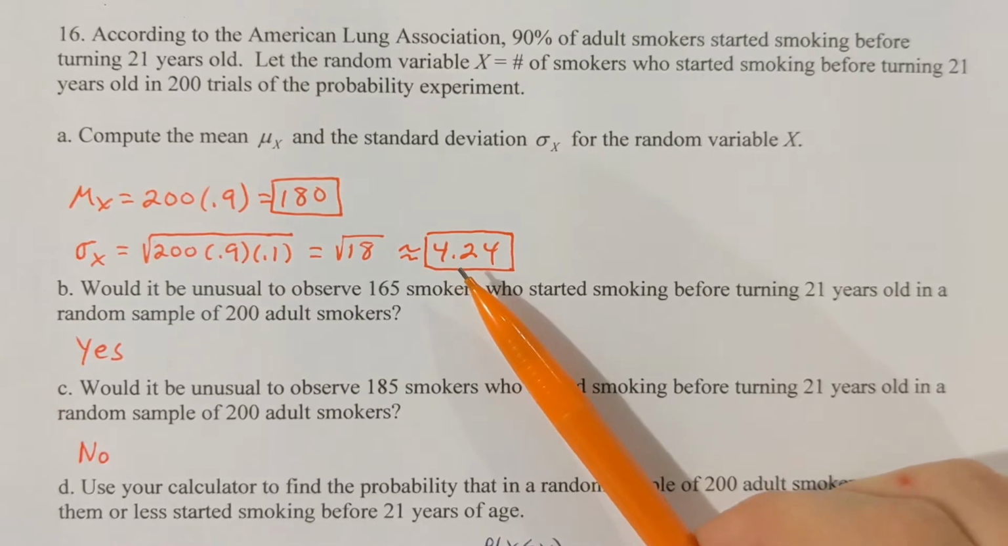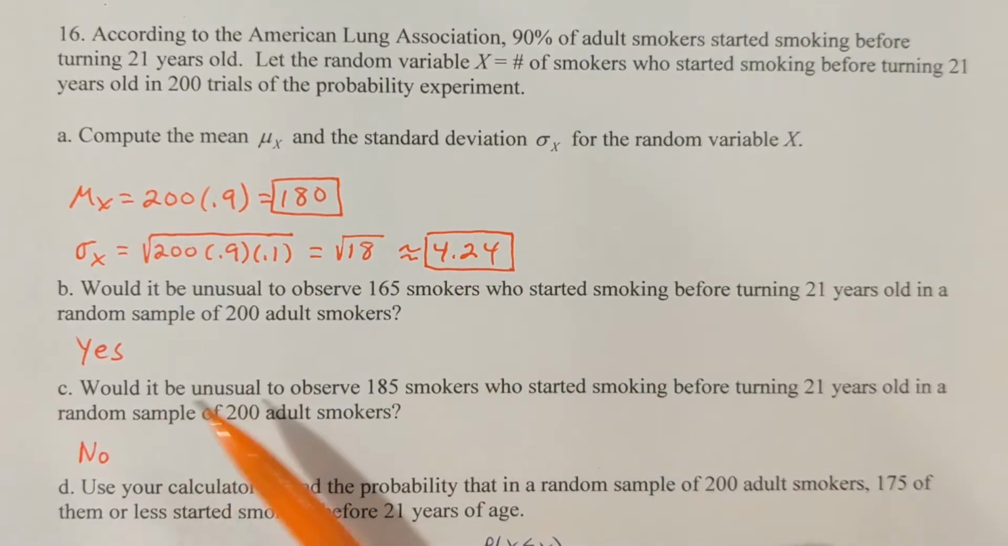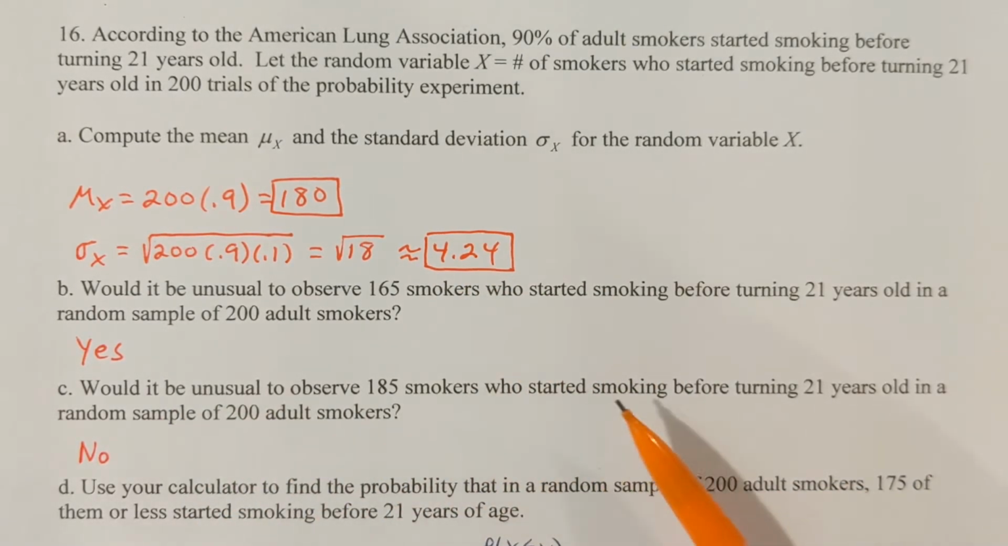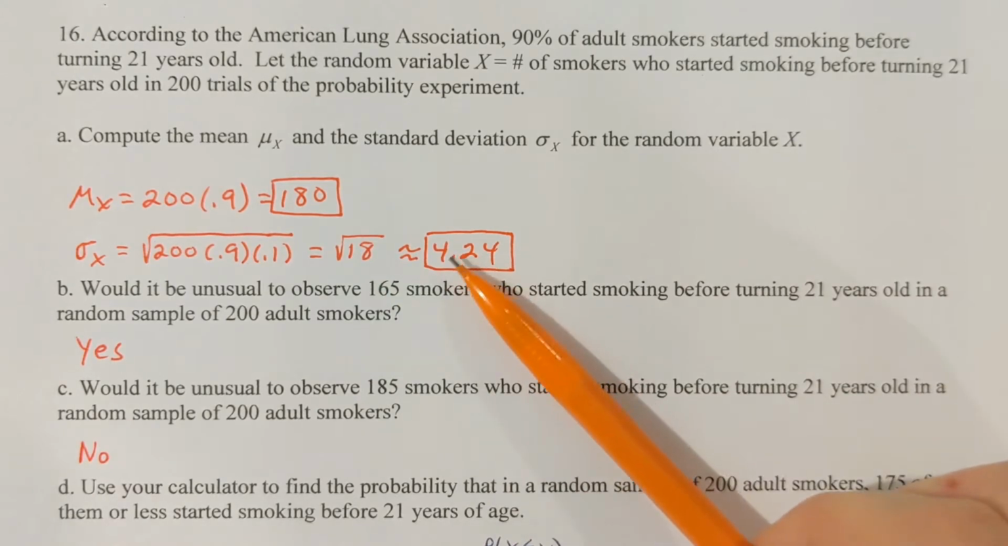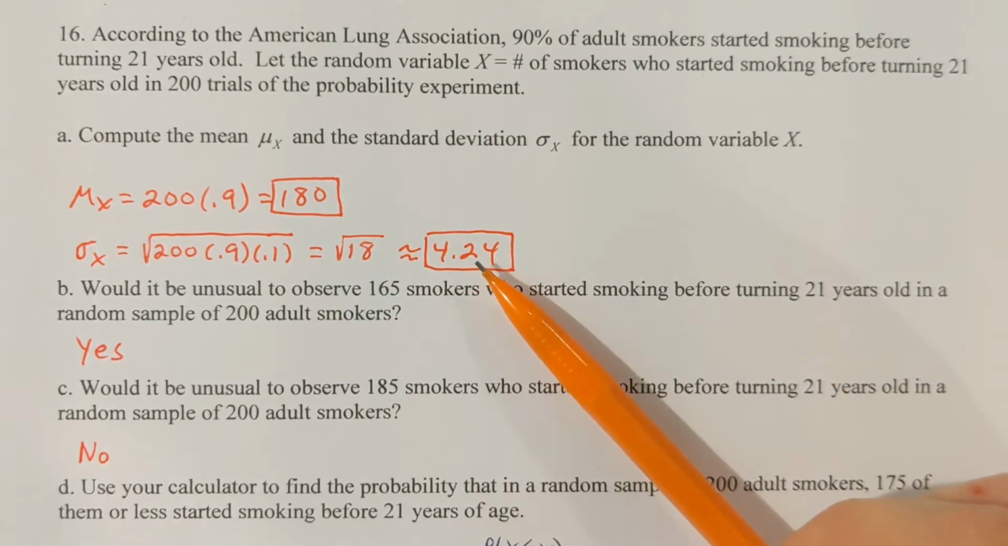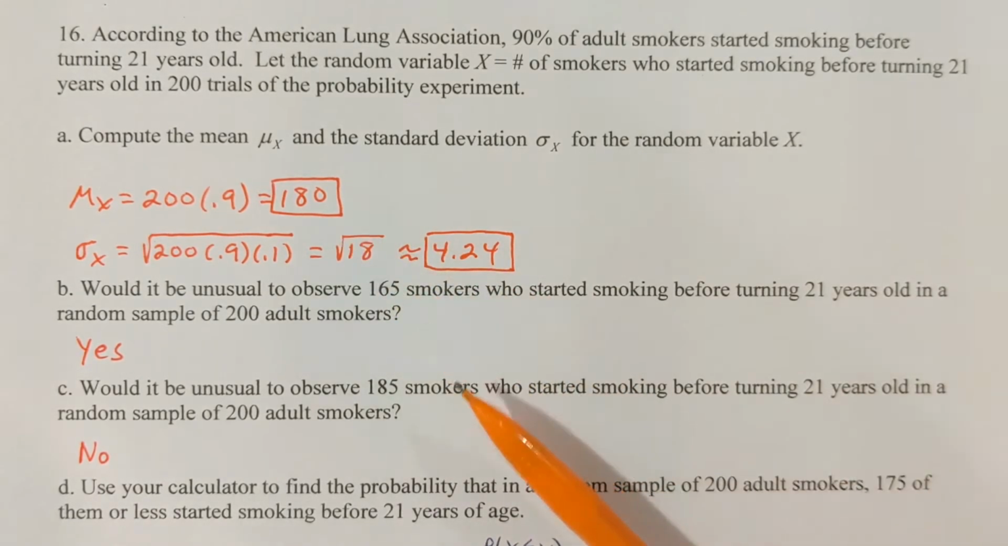They'd want us to see that 165 is pretty distant from 180 when you consider the standard deviation. Now in part C, would it be unusual to observe 185 smokers who started smoking before turning 21 in a random sample of 200 adult smokers? No, that would not surprise us because 185 is very close to 180. You're just a little bit beyond one standard deviation to the right of that number. So that would not be unusual to us.